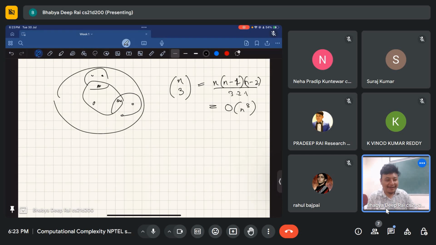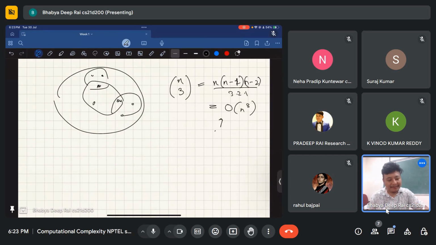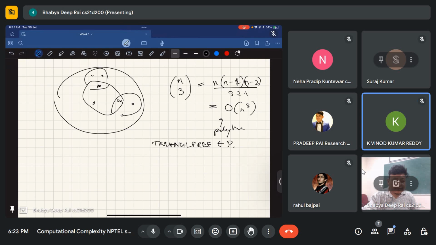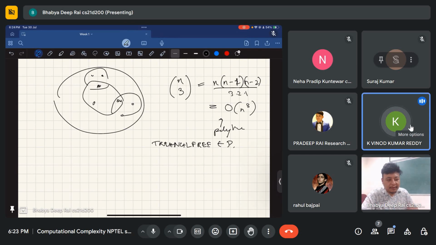Okay. Now it's clear to everyone, right? This takes polynomial time. Triangle free is in P. This is clear, right? Okay. Rahul, Suraj, Pradeep. And Vinod. Right? Okay. Yeah, it's clear. You can go ahead.